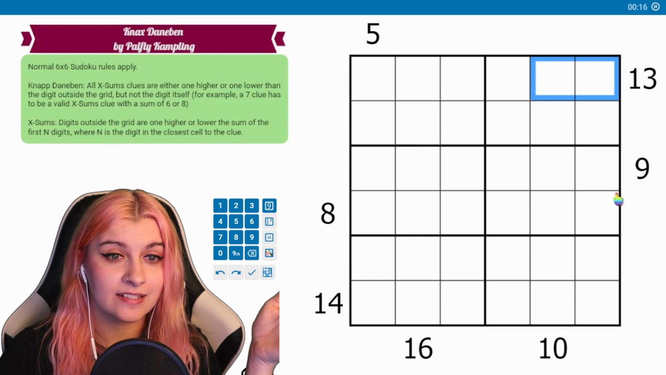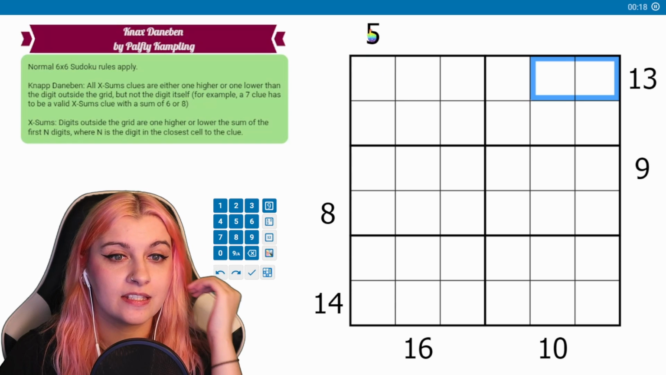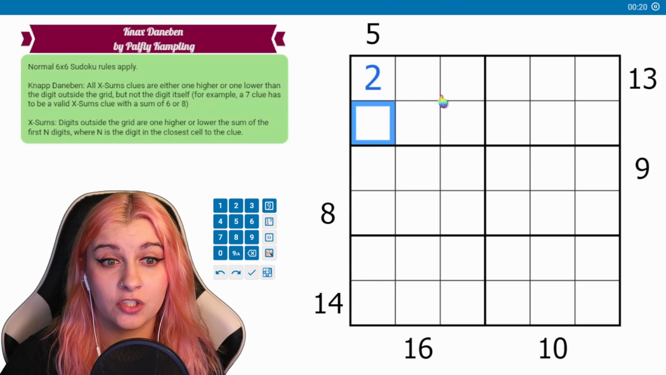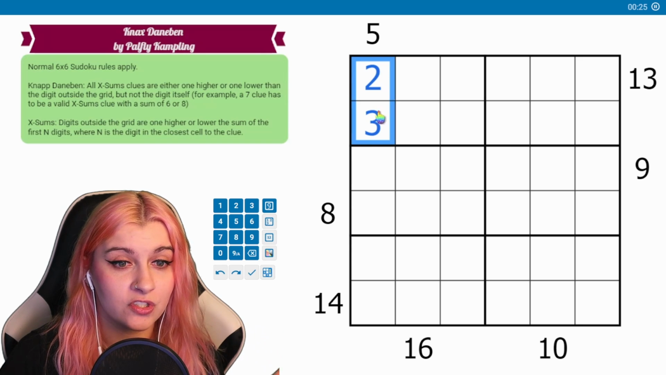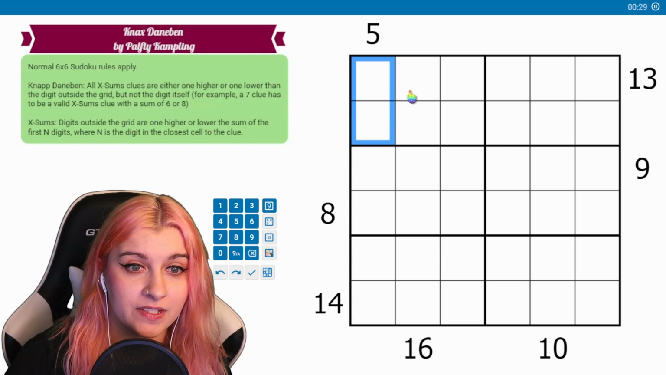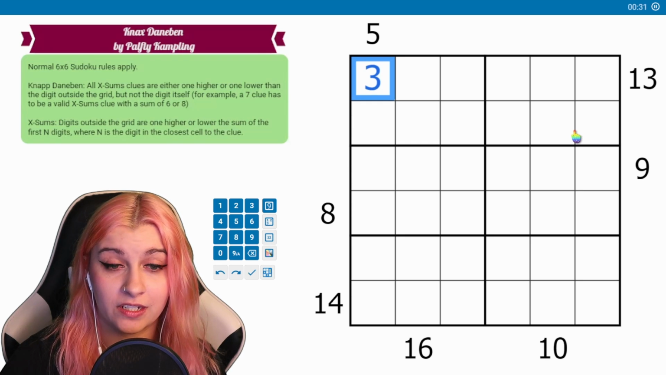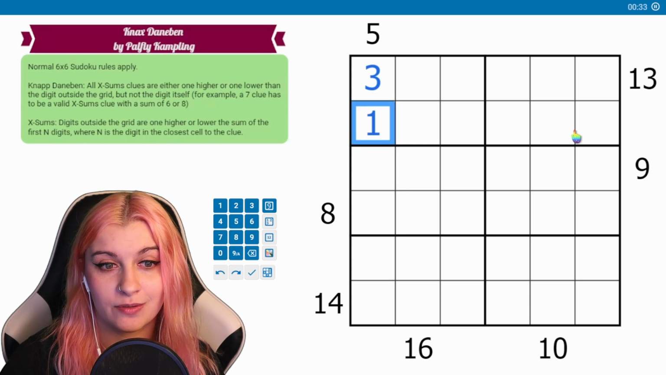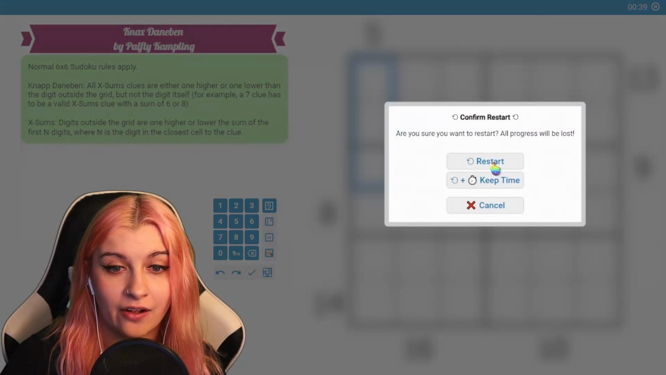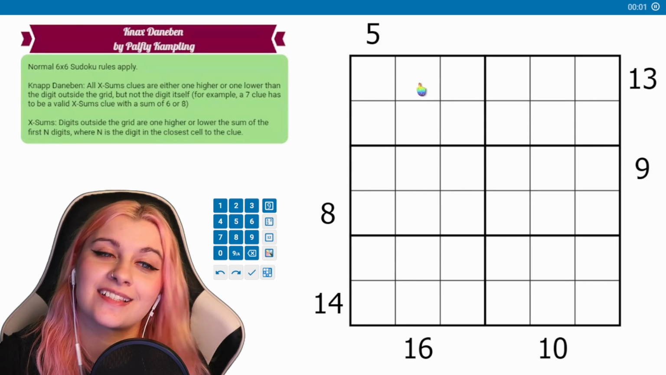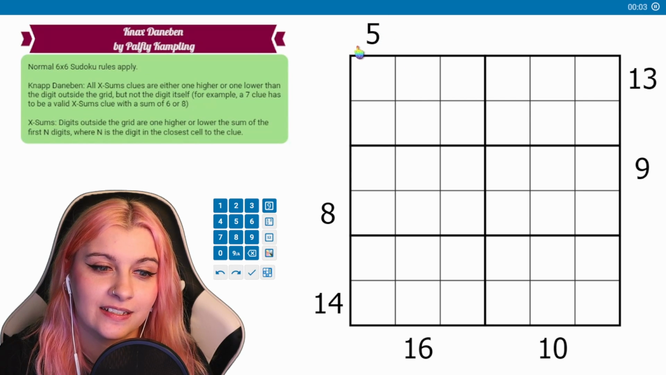So the way X sums would work is if this was a 5, then this could be a 2 and this could be a 3. This 2 means that you sum the first 2 cells together. So 2 plus 3 is 5. Something like 3 would not work with a 5 because then the lowest this could be would be 3, 1, 2. So the lowest this would be a 6. That's how those work. Except this is either a 4 or a 6.